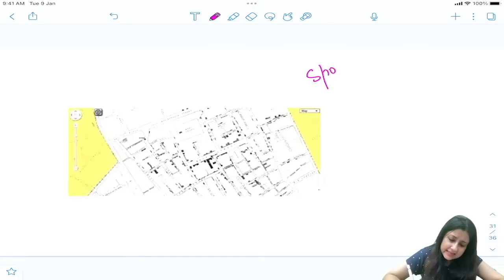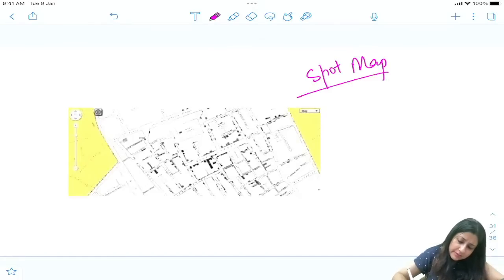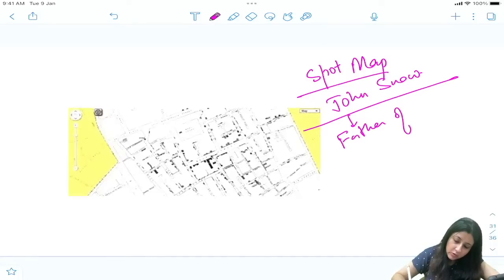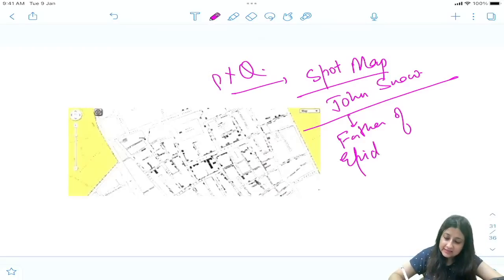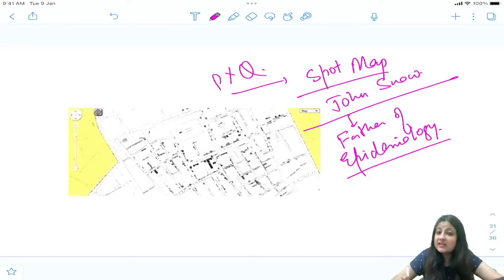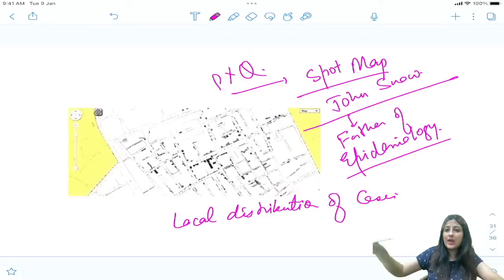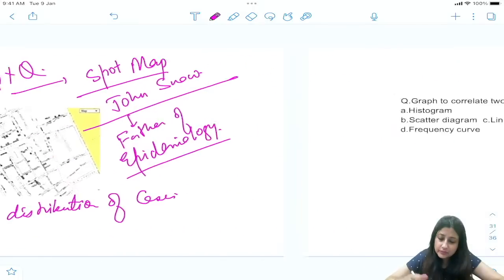Alright, this is nothing but a spot map. Who discovered the spot map, guys? John Snow. John Snow, not from the TV series, not from Game of Thrones, but our very own father of epidemiology or modern epidemiology. This is a PYQ. John Snow discovered it, father of epidemiology or modern epidemiology, father of public health, with cholera. And a spot map represents the local distribution of cases. If suppose there's an infected well, how the cases are locally distributed.